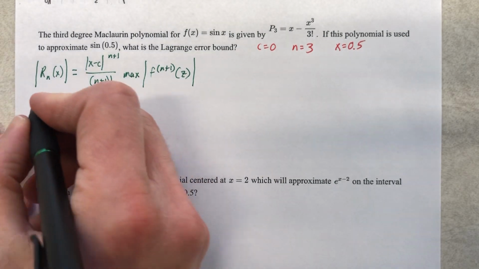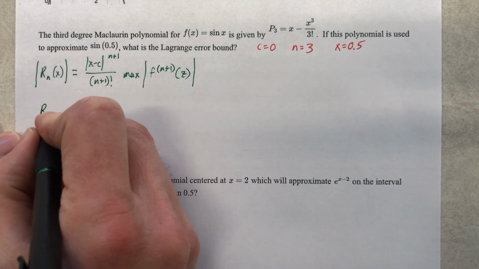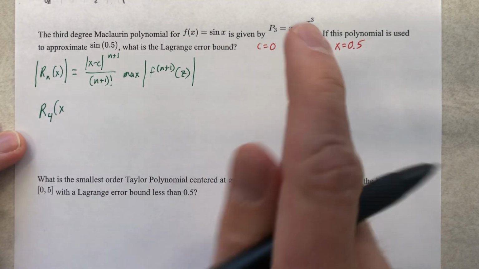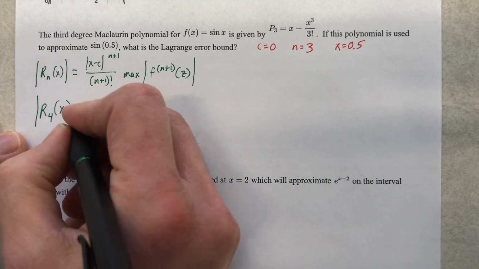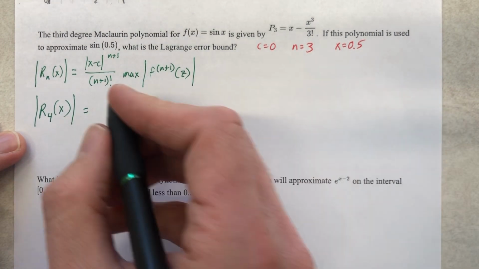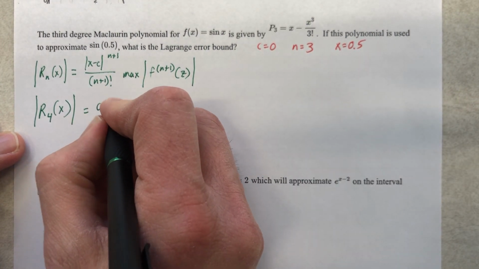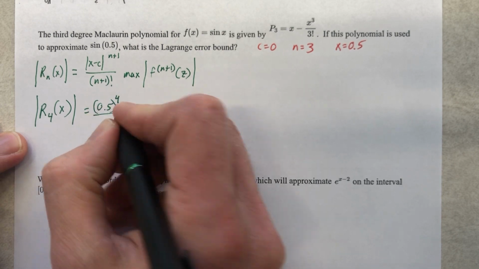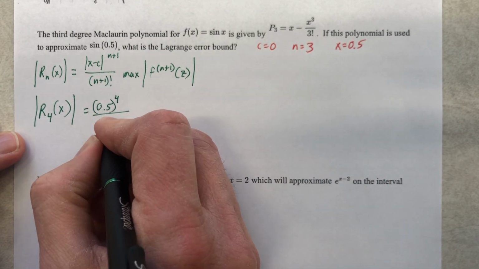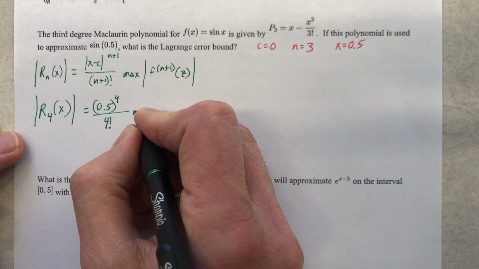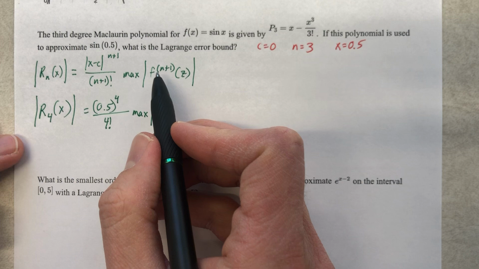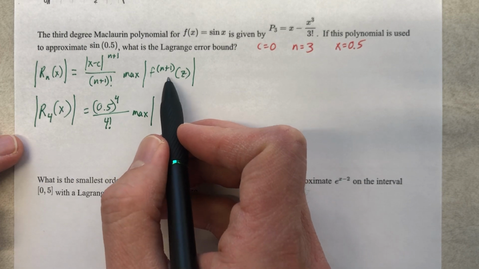So here goes. The fourth, okay? Because n equals 3. All right, well, x minus c, 0.5 minus 0, that would be 0.5. And we're going to raise it to the 4th power over, well, 3 plus 1. That's going to give me 4 factorial. And then I want the maximum thing that the next derivative could be.